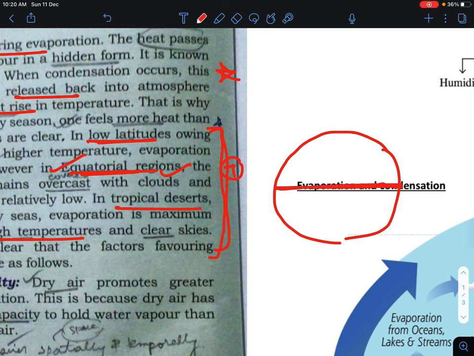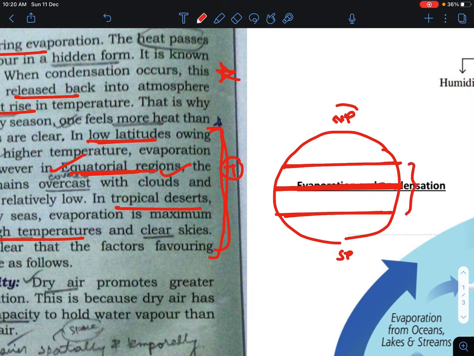Suppose this is a north pole, and this is a south pole. Okay, please understand properly. And this area is actually our equator region. And this is our tropic of Cancer and this is our tropic of Capricorn. And this region is basically called the tropical zone.